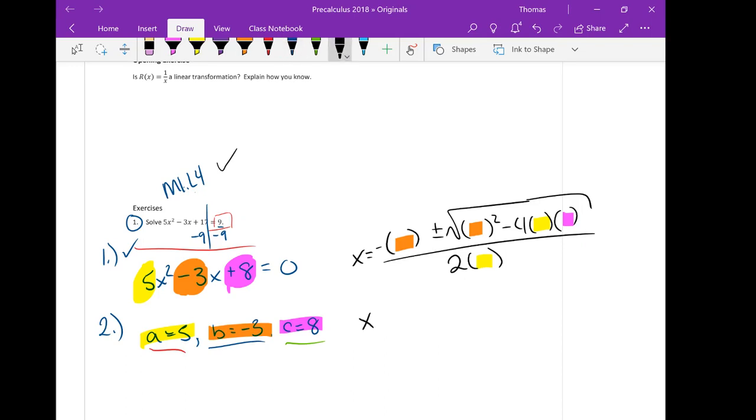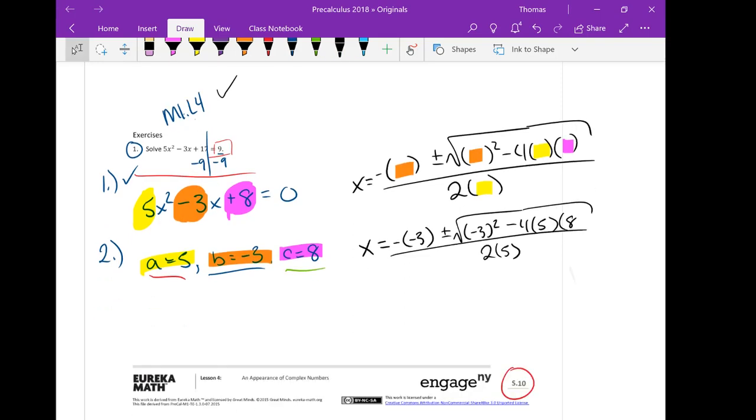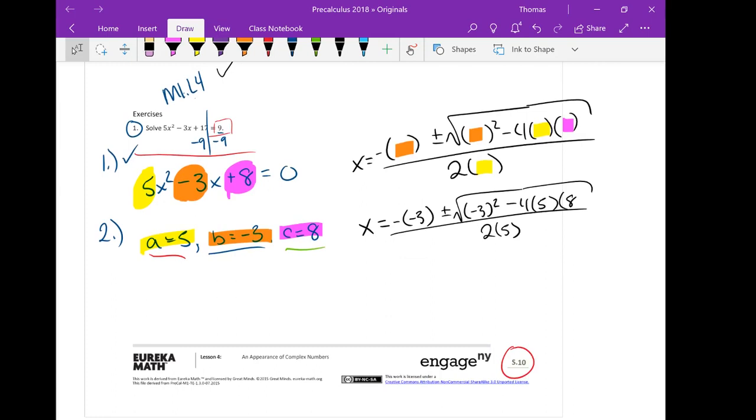X equals -3 plus or minus the square root of -3 squared minus 4 times 5 times 8 all over 2 times 5. Nice. So I just plugged in all our numbers where they belong.